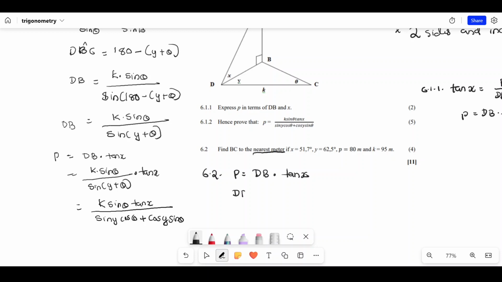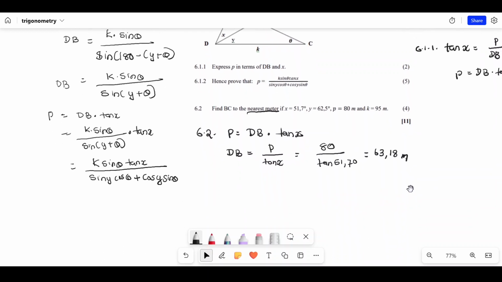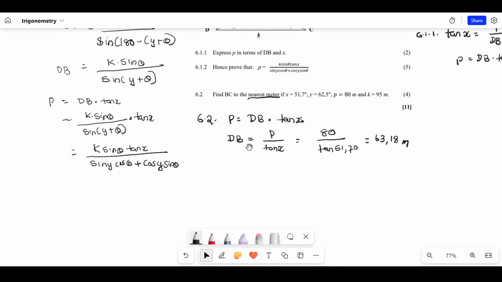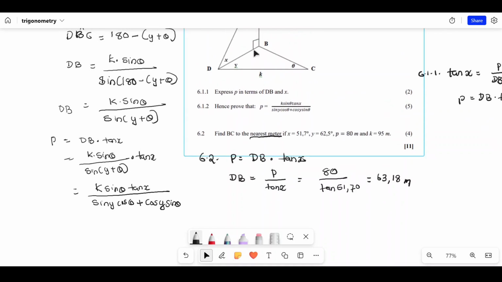So from this equation, what is dB? dB is therefore P over tan x. We made dB the subject of the formula. Now we are going to give the values of P, which is 80 over tan 51,7, which will give you 63,18. When you put this in the calculator, you will get 63,18 meters. So we found the value of dB already. Okay, now, in this triangle you have one side, this other side, and the angle included.